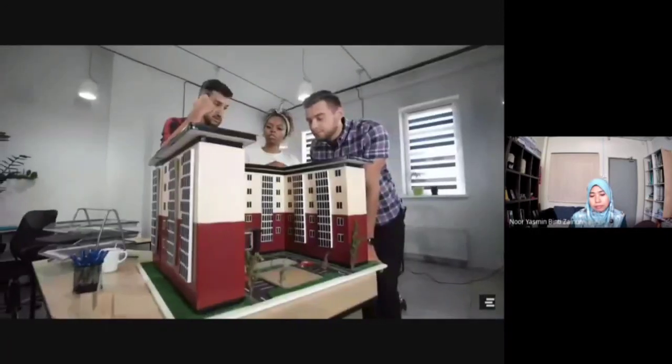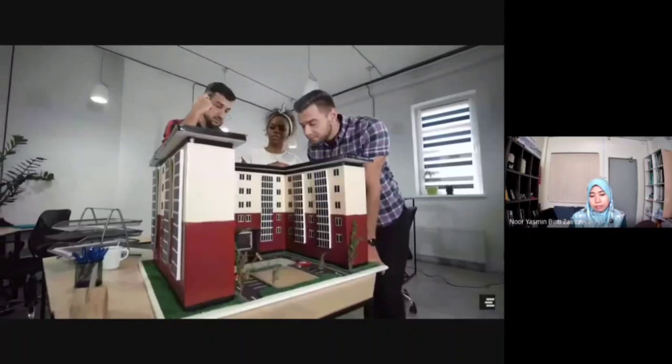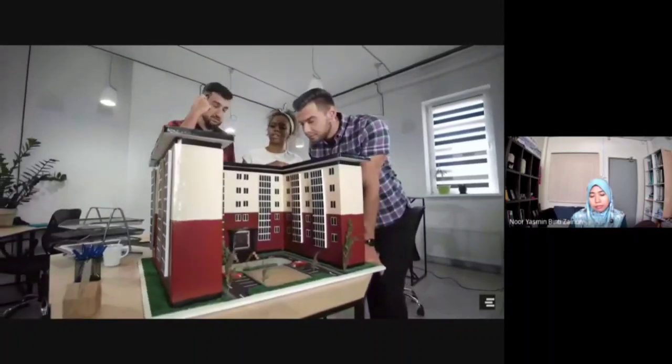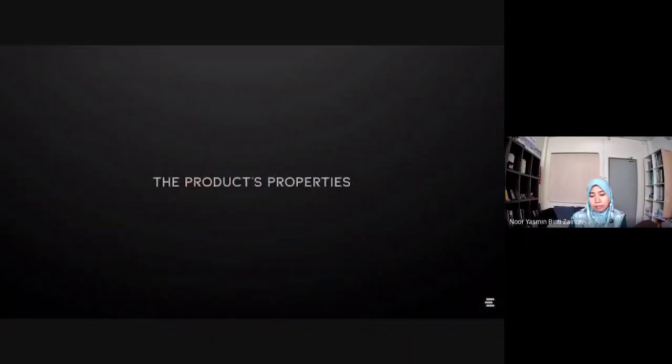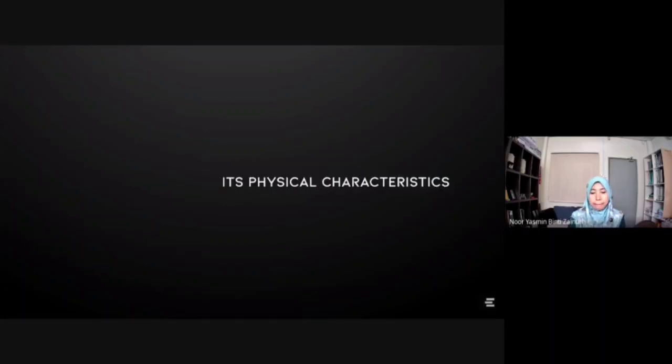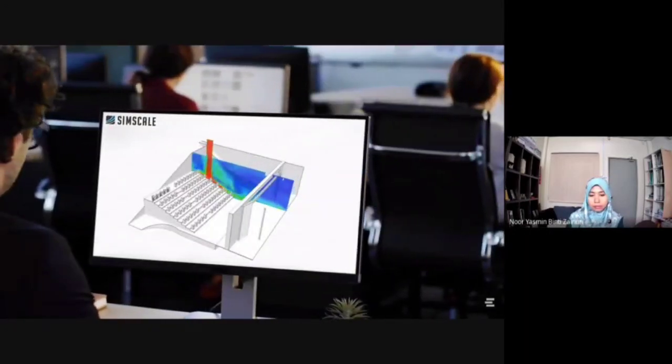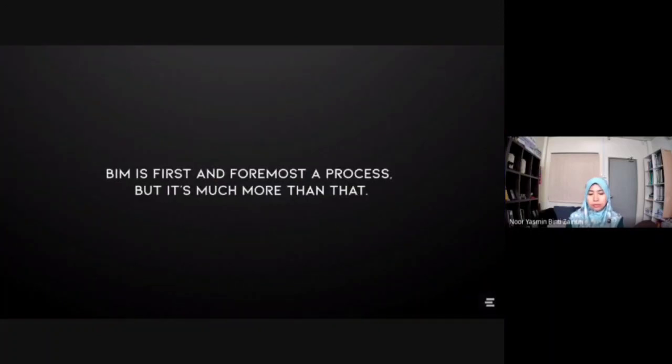This means you can take a window, door, or an HVAC system as an example. The file will tell you the product's properties, like thermal performance, its physical characteristics, graphical representation of what the product actually looks like, the product's functional data, allowing the user to manipulate the object the way it was intended to be used. So we can say that BIM is first and foremost a process, but it's much more than that.